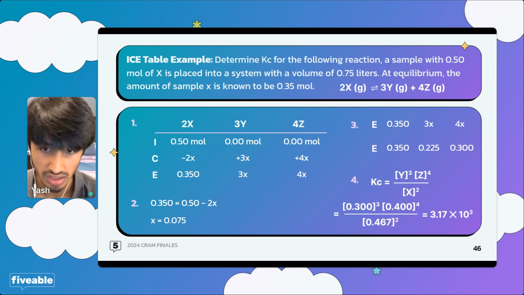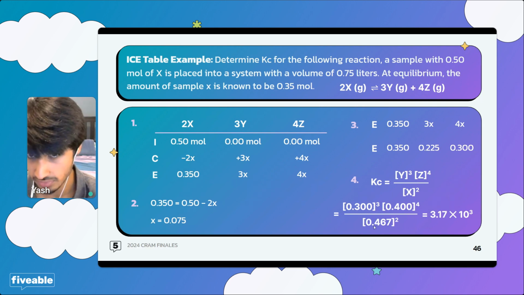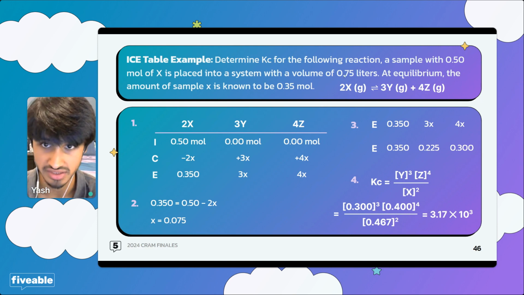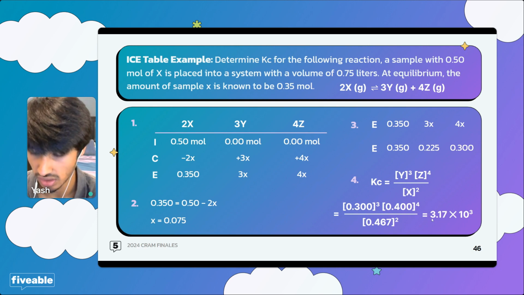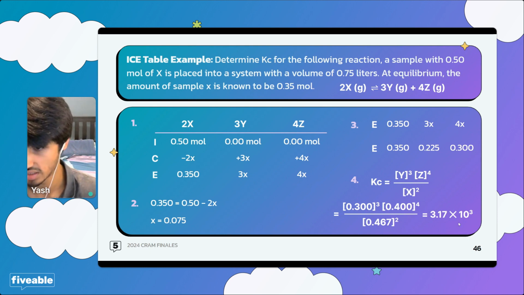to get our molar concentration of 0.300. Similarly, to find the molar concentration of Z, we take the number of moles of Z, 0.3, and divide it by our liters, which is 0.75, to get 0.4, right? And then we take our moles of X, and we divide it by our liters of system, which is 0.35 divided by 0.75, which equals 0.467. We square the number. Now, taking that whole product, we get that the equilibrium constant is 3.17 times 10 to the negative 3.